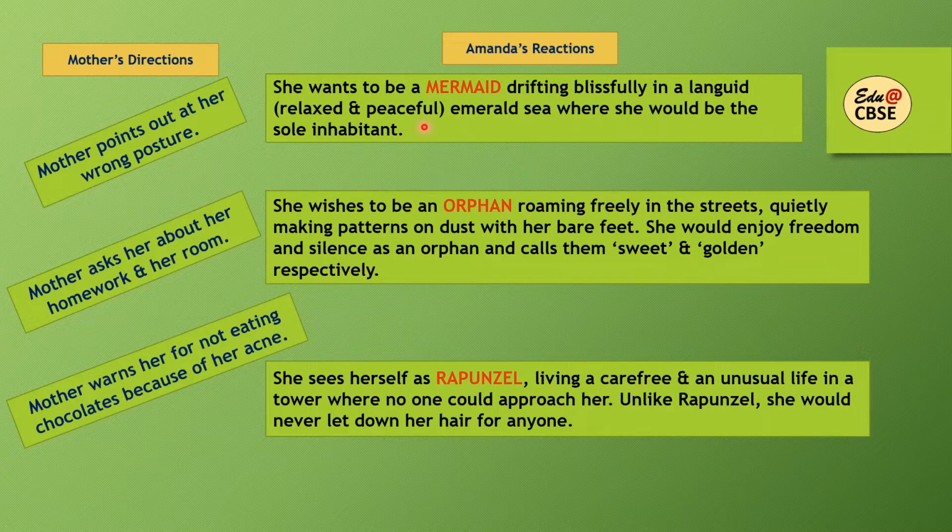Now second, when mother points her out and asks her to complete her homework and to clean her room, then she wishes to be an orphan roaming freely in the streets, quietly making patterns on dust with her bare feet. So वो चाहती है कोई उसे रोका टोकी ना हो कि काश वो एक orphan होती ताकि वो freely जो उसका मन चाहता वो करती. So she would enjoy freedom and silence as an orphan, and therefore she calls freedom to be sweet and silence golden.